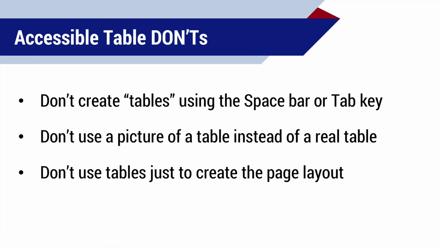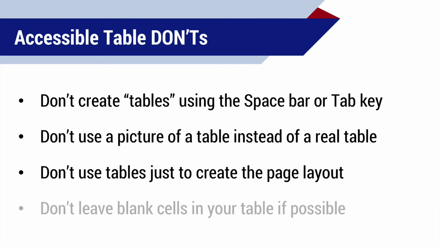Third, remember that the purpose of a table is to present rows and columns of related information. So avoid using tables if the reason for using them is just to force the page layout to look a certain way. Finally, if possible, don't leave blank cells in your table. Blank cells anywhere in the table could also mislead someone using a screen reader into thinking that there's nothing more in the table. But you should especially never leave the top left cell blank, since it's the first cell a screen reader user will encounter.